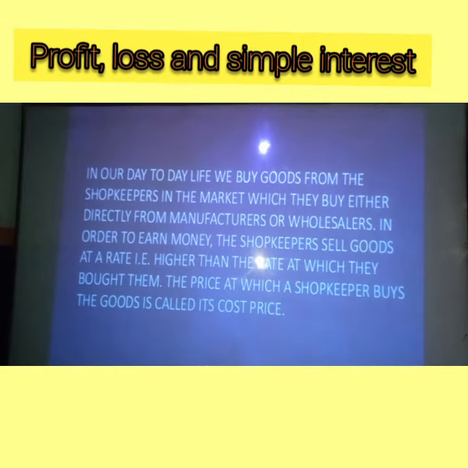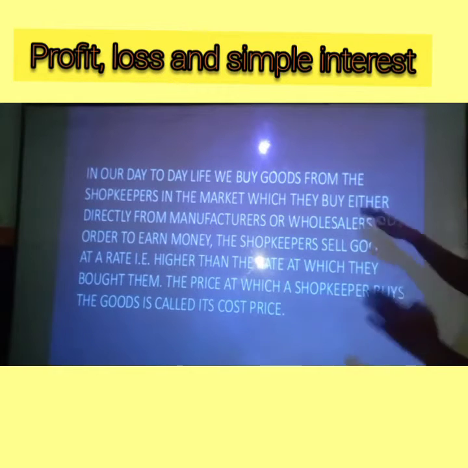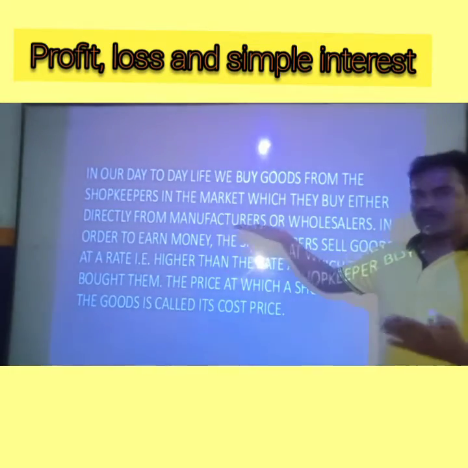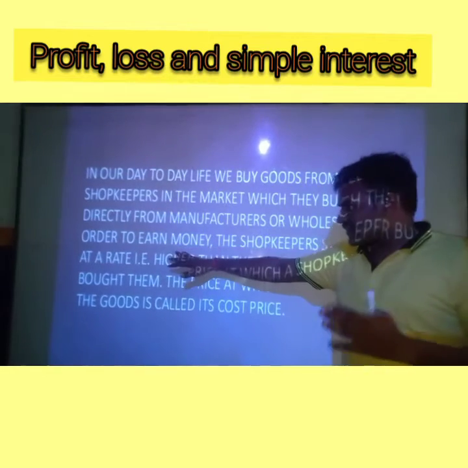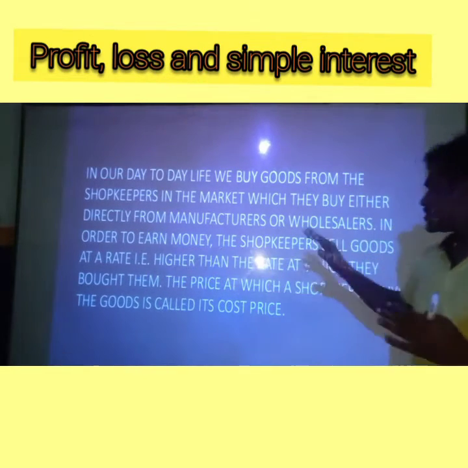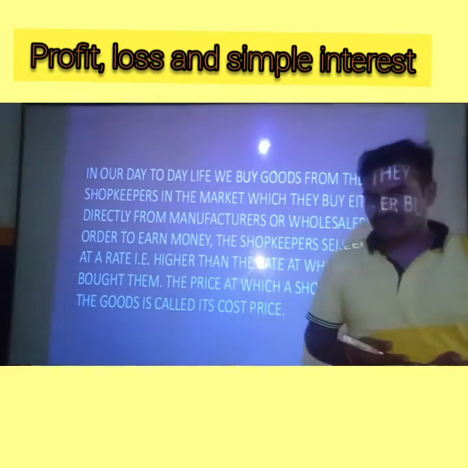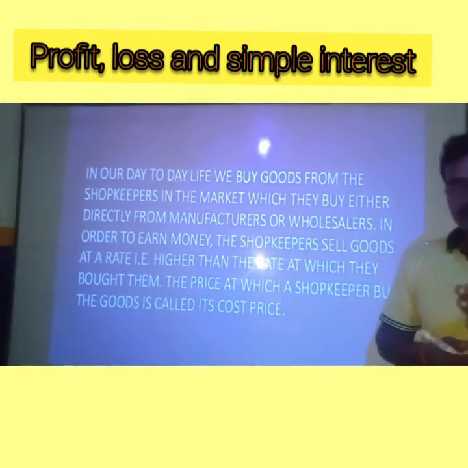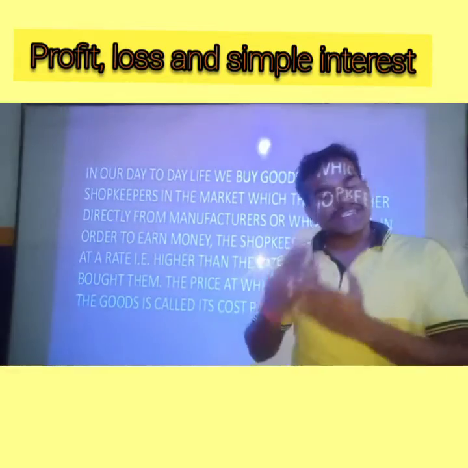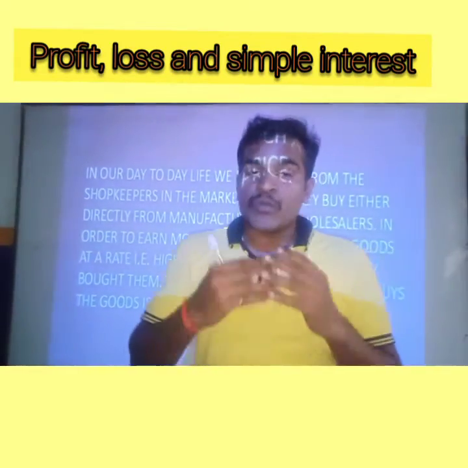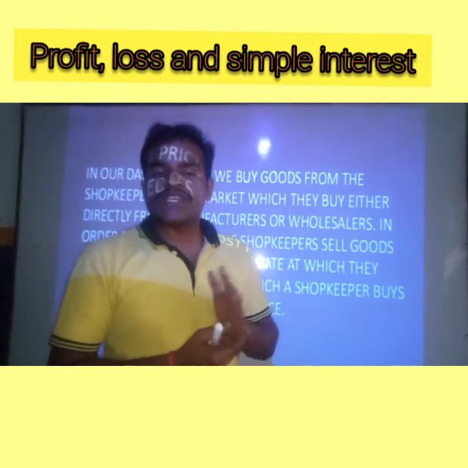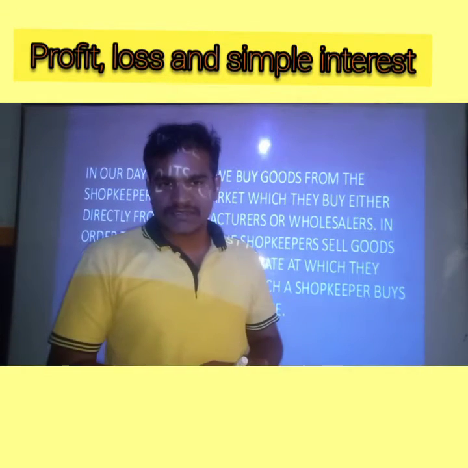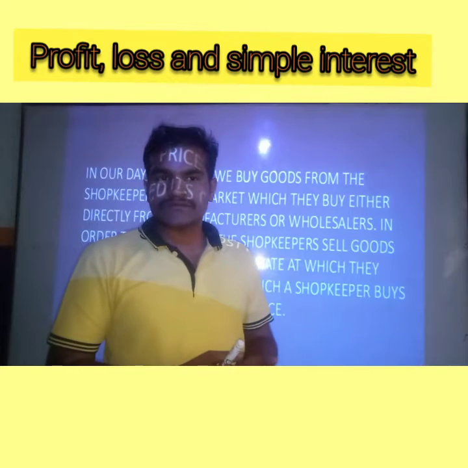In our day-to-day life, we buy goods from the shopkeepers in the market, who buy further directly from the manufacturers or wholesalers in order to earn money. The shopkeepers sell goods at a rate. That rate is the selling price for the shopkeeper, and the amount which we pay for the article is called cost price, or CP.